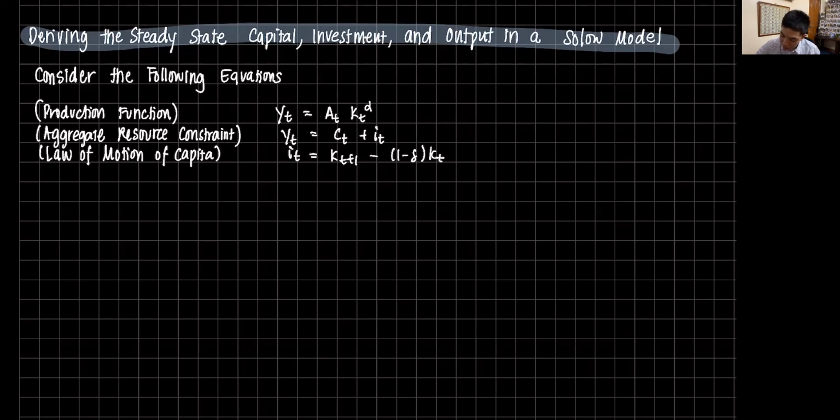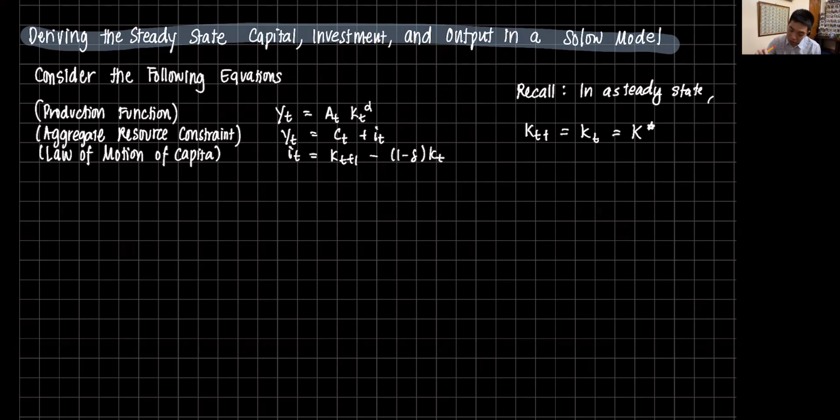Just to recall, in a steady state, if we have a variable like capital, capital tomorrow is essentially the same as capital today. So it's not growing. Because they're the same, in the steady state we'll just call it K star. The capital today and the capital tomorrow are the same because they're not growing. All variables are growing at a constant rate, so we have some constant value.